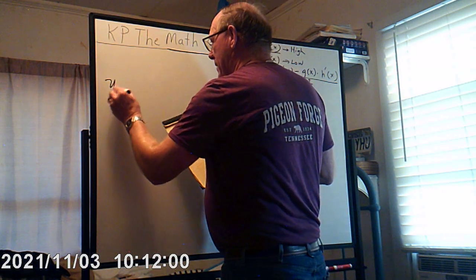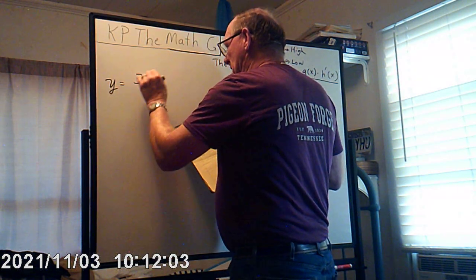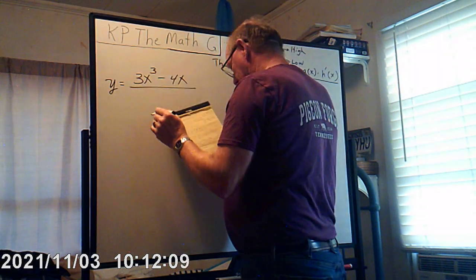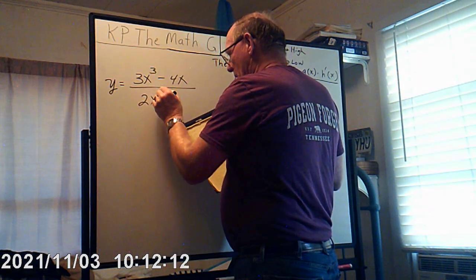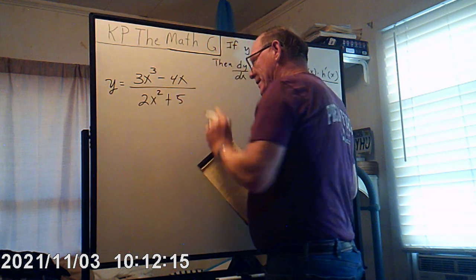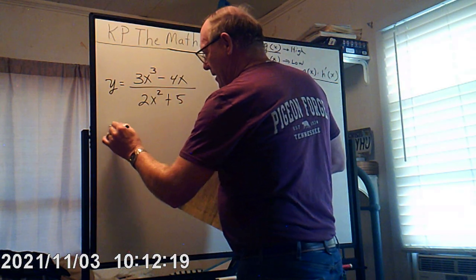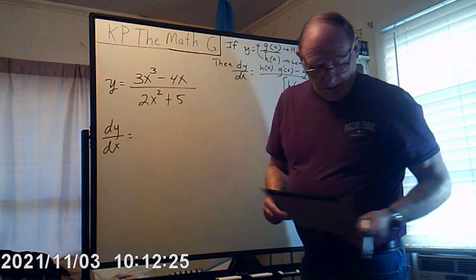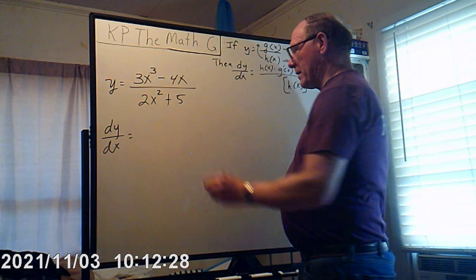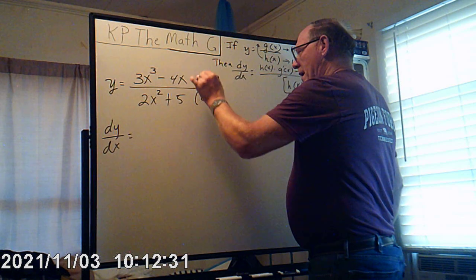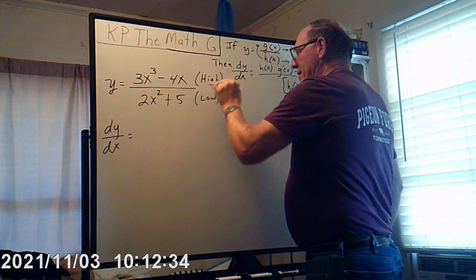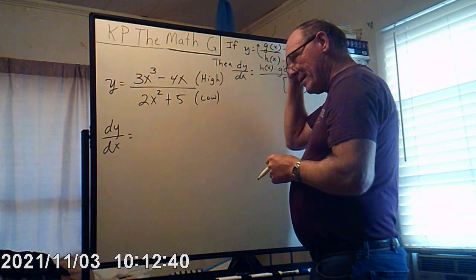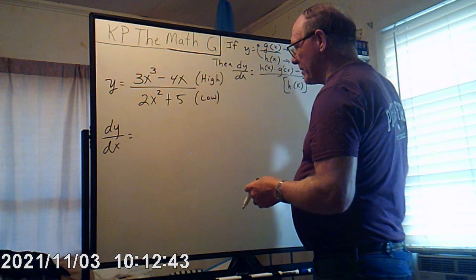Let's get y to be equal to 3x cubed minus 4x. That's the high. The low would be 2x squared plus 5. Now, what is dy over dx? That's what we're going to find out. Again, low d high minus high d low. And the reason we say low, high, it kind of rhymes. I guess that's one way to remember it.